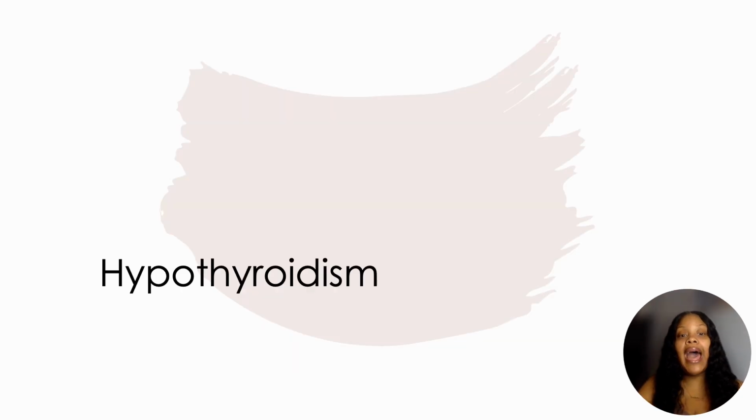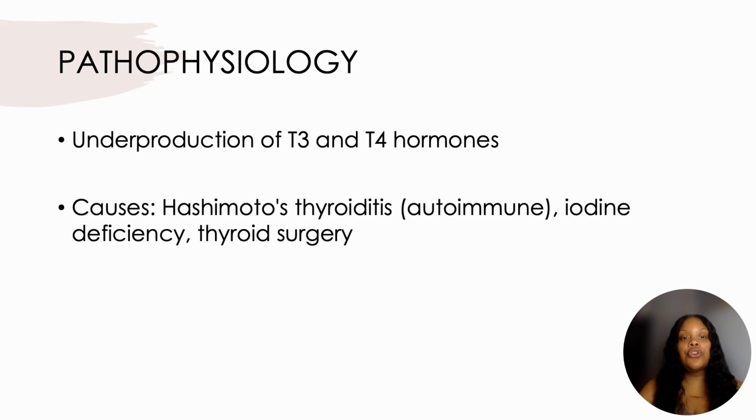Now, let's talk about hypothyroidism. So what is the pathophysiology of hypothyroidism? That is an underproduction of T3 and T4 hormones. So this one now is an underproduction, not producing enough T3 and T4 hormones. So what are some causes? Hashimoto's thyroiditis, which is also an immune disease, iodine deficiency, or if a patient had thyroid surgery.